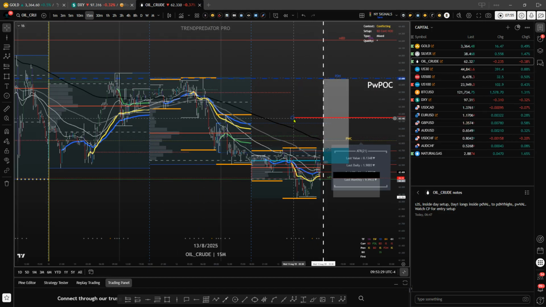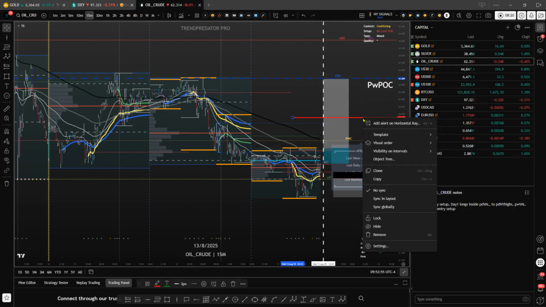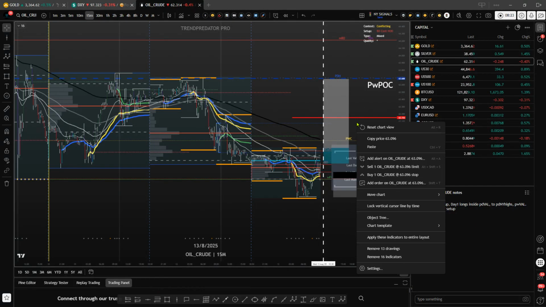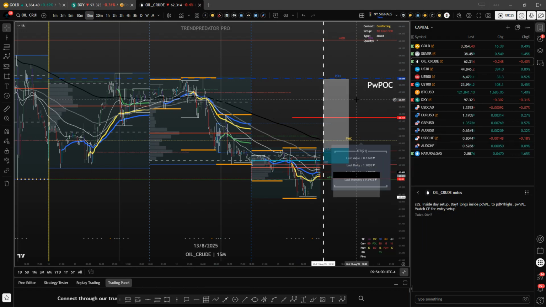I can't remember why I've marked this off here. There's a reason for it. I'll have to go and look it up, but that's a potential resistance as well. I think it was a point of control as well as being on the daily chart, as well as being the highs of London. So just watch that level there as well, sorry, 63.15-ish. I'll just mark that off. Yeah, 63.15-ish.